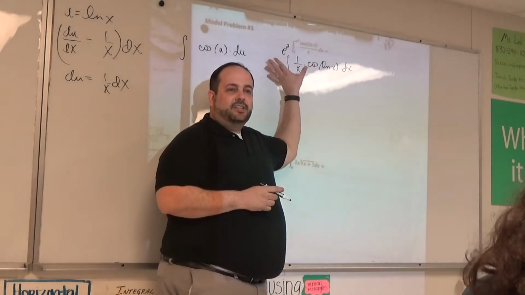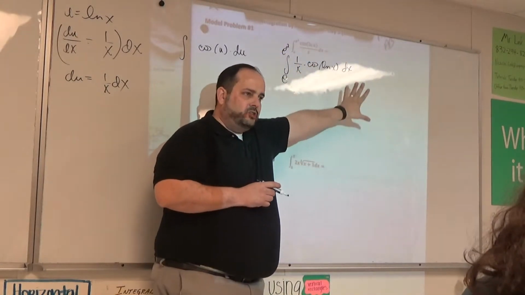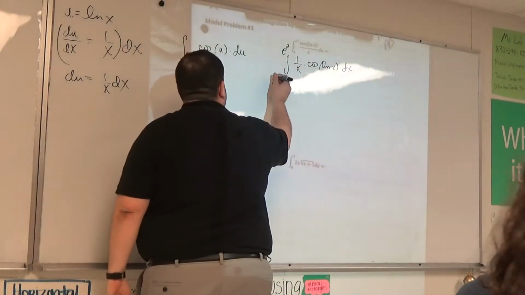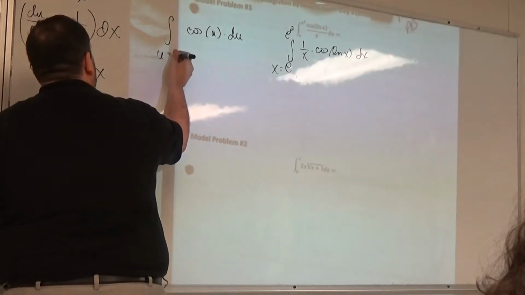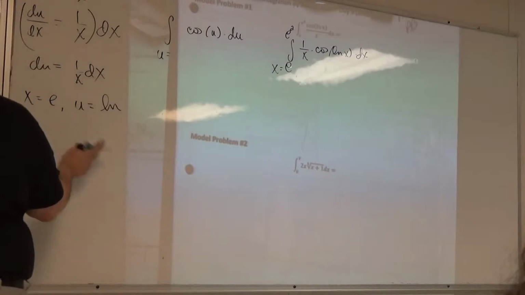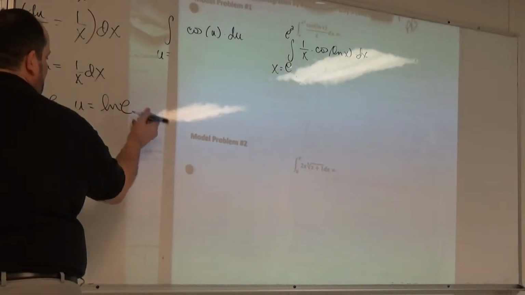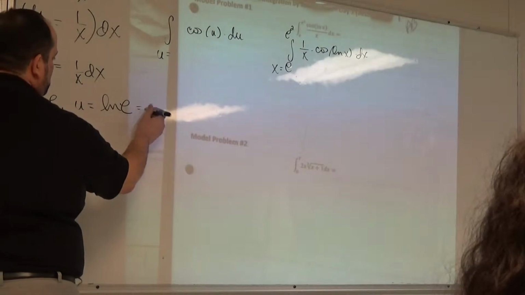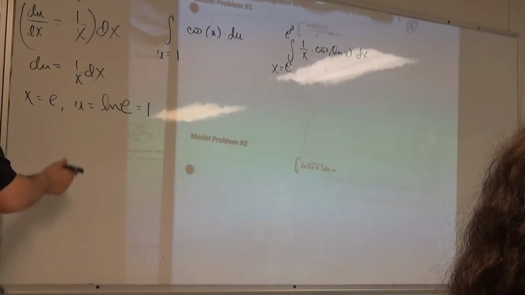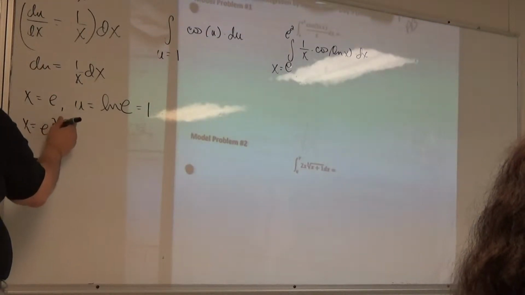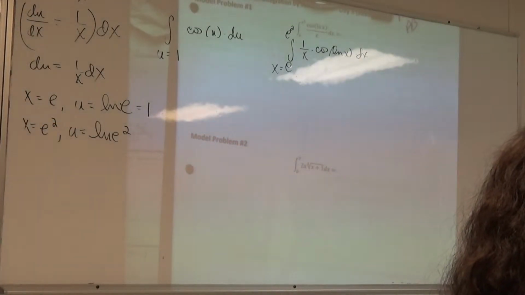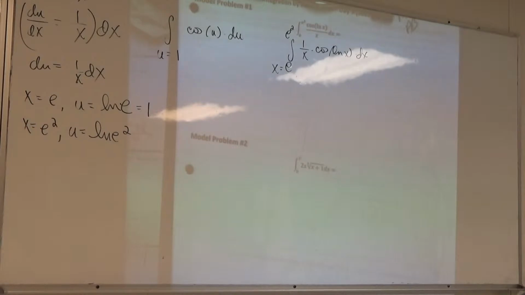Right. The idea is you've got to change everything. Everything that used to be in terms of x has to get changed over to be in terms of u over here. So if x was equal to e, what's the u version of that? 1 over e. All right, I would do a little bit of side work. If x is equal to e, then u is the natural log of e, and the natural log of e is 1. U is equal to 1. Now I need to change the upper limit of integration. X equals e squared, so u is the natural log of e squared. This is one that you're less likely to just know off the top of your head.